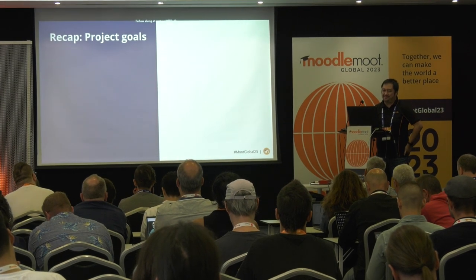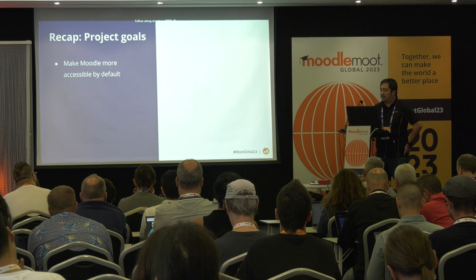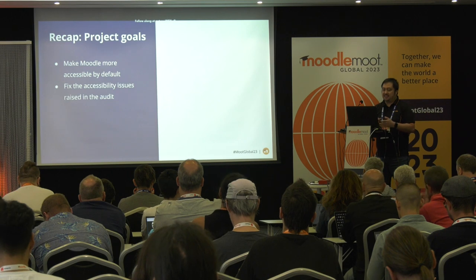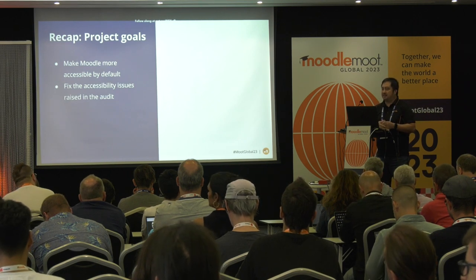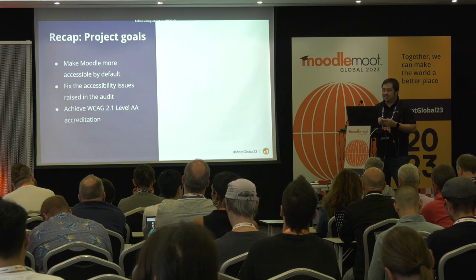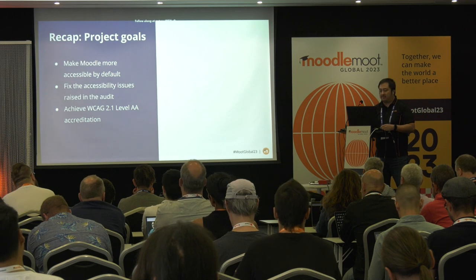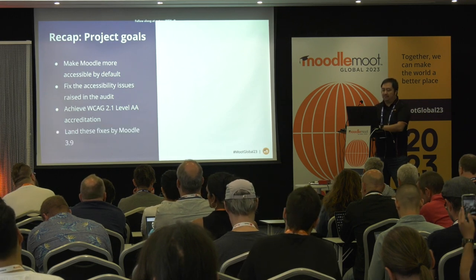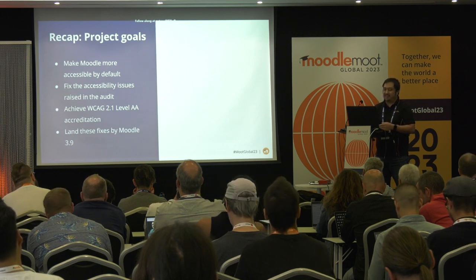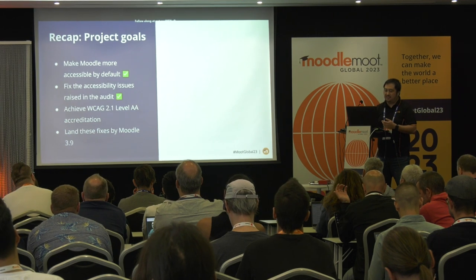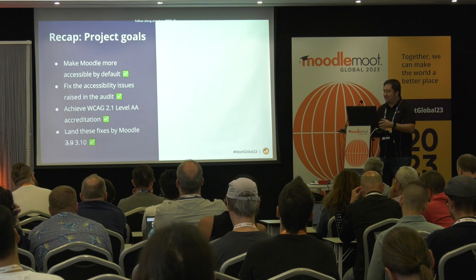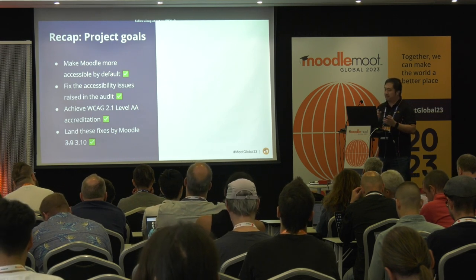So a recap, the goals of that project are basically to make Moodle more accessible by default, fix the accessibility issues raised in the audit, mainly level A and level AA only, and of course achieve WCAG 2.1 level AA accreditation. And we also aimed to fix this by the release of Moodle 3.9. So basically, we were able to achieve all of this, except for the part of fixing all of the issues. We were able to fix all of the issues by 3.10.